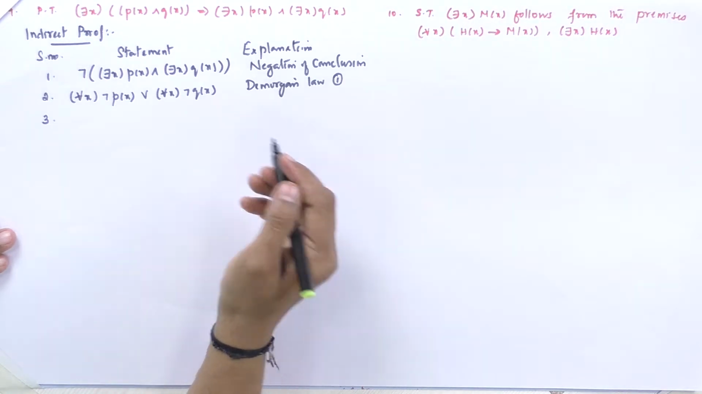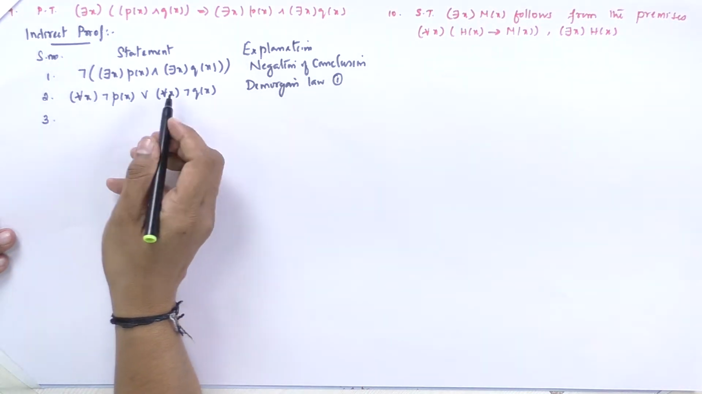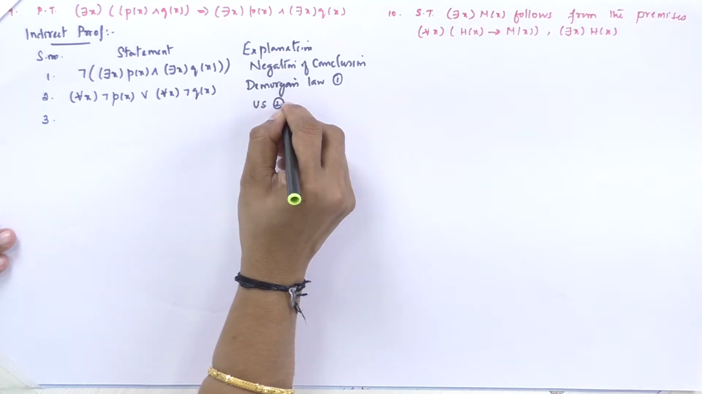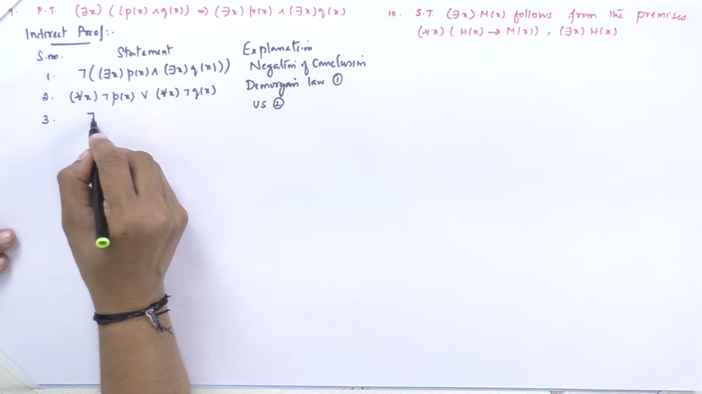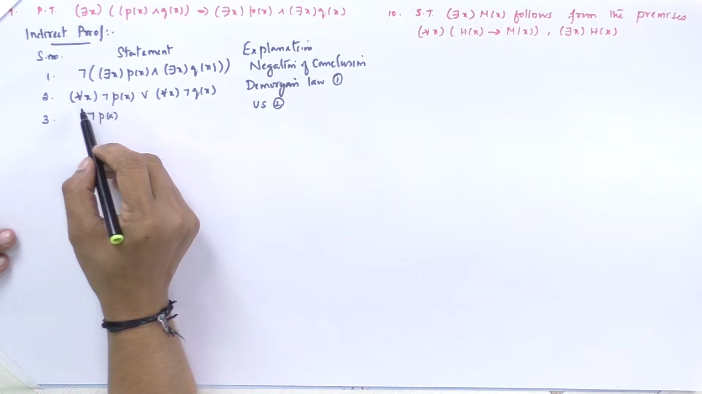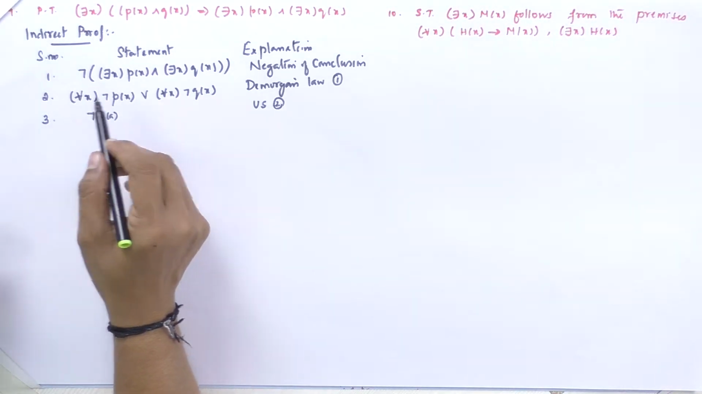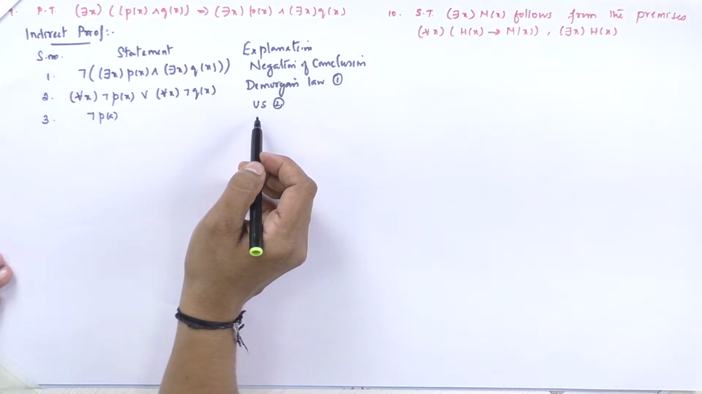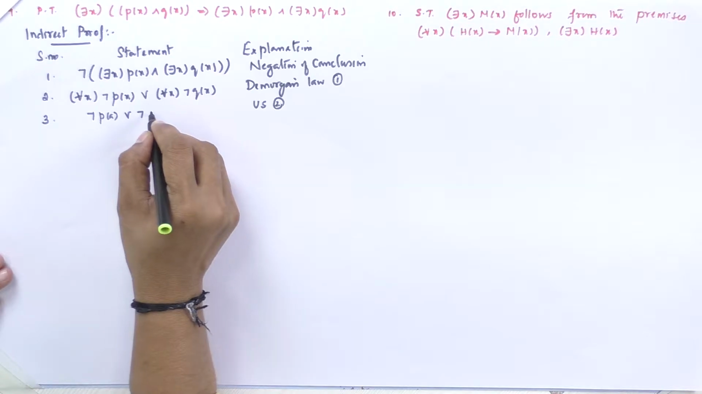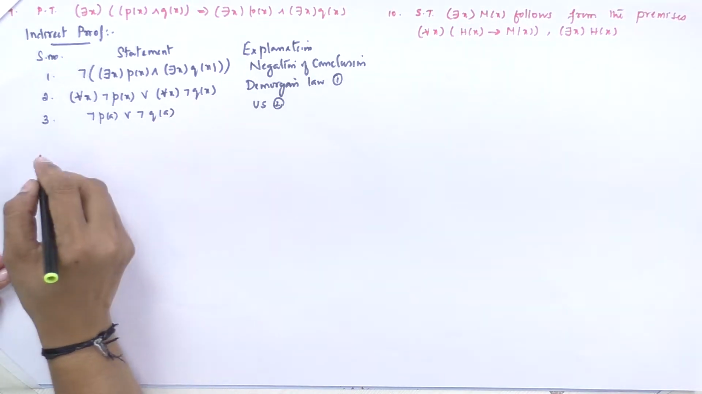So the third point is that we will have to remove this universal quantification, that is universal specification on 2. So we will have negation P of A. Whenever we are moving from the generalizing part to the specification part, we will have to change the variable also, so that we get this term.